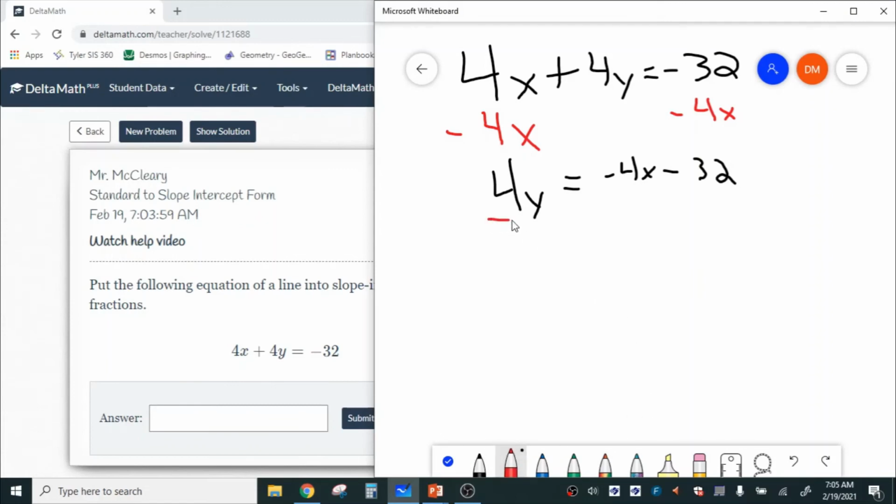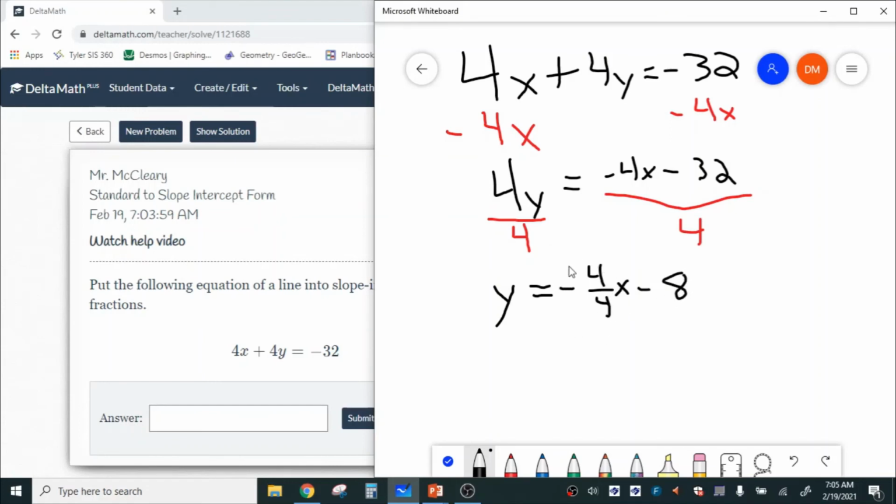All right, our next step is to get rid of the coefficient of y. So that means that we need to divide both sides of this equation by 4. All right, when we do that, we got 4y divided by 4. That just leaves us with a y. And then we've got a negative 4 over 4x minus 32 divided by 4, which is 8.